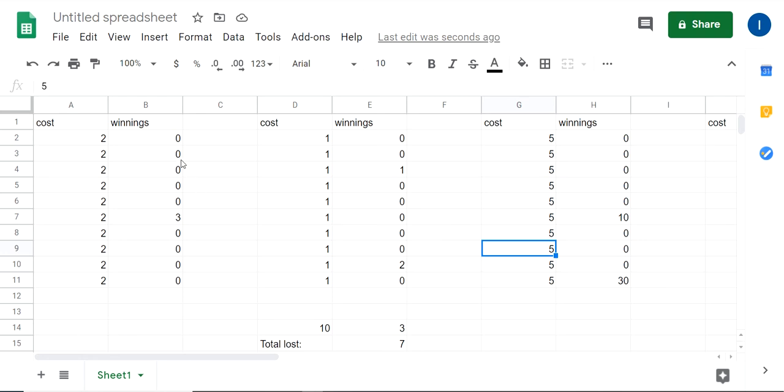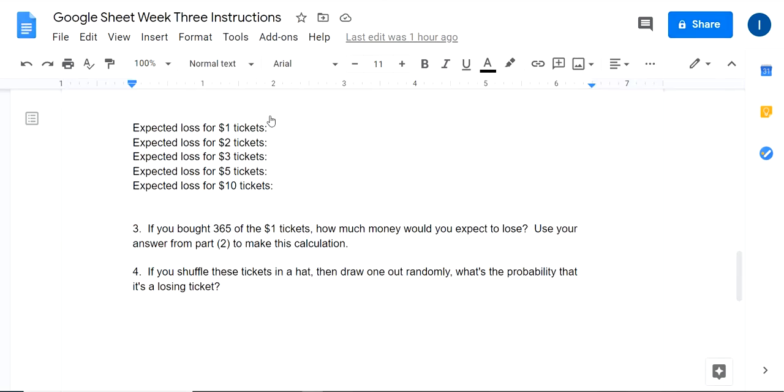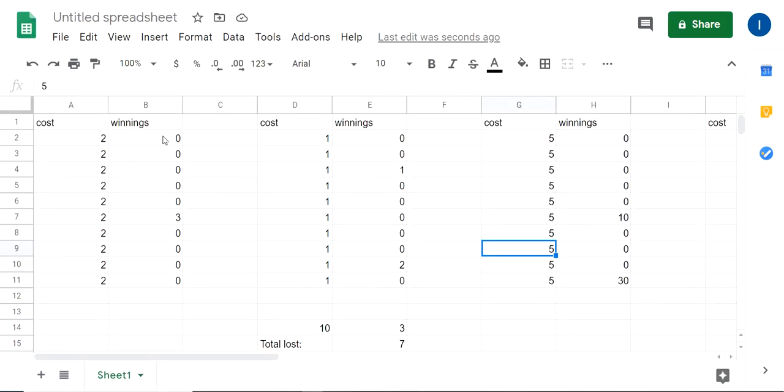And then I think it asks for the probability of a losing ticket. So count up the number of tickets that are losing. There's 1, 2, 3, 4, 5, 6, 7, 8, 9. There's 9 losing tickets here. Right? Go through all the columns and do that. Count up all the losing tickets, because the probability is the amount you're interested in divided by the total. So count up the number of tickets that were losing and divide by the total number of tickets to find out the probability of a losing ticket.